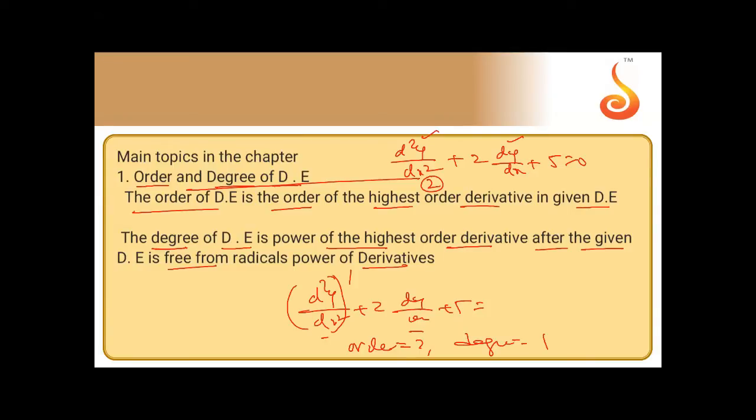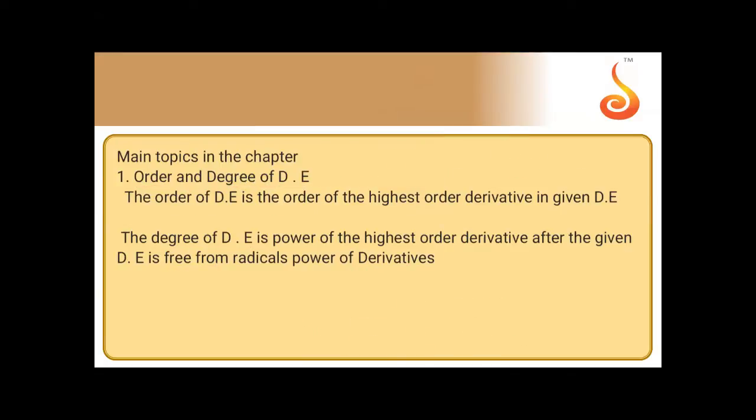I'll give one more example. Order is the highest order derivative in the given equation. For finding order, no need to simplify the given equation. For finding degree, the equation must be free from fractional powers of derivatives. That means it should be polynomial in derivatives. Then you can find the degree of a differential equation. Okay, I'll give one more example.